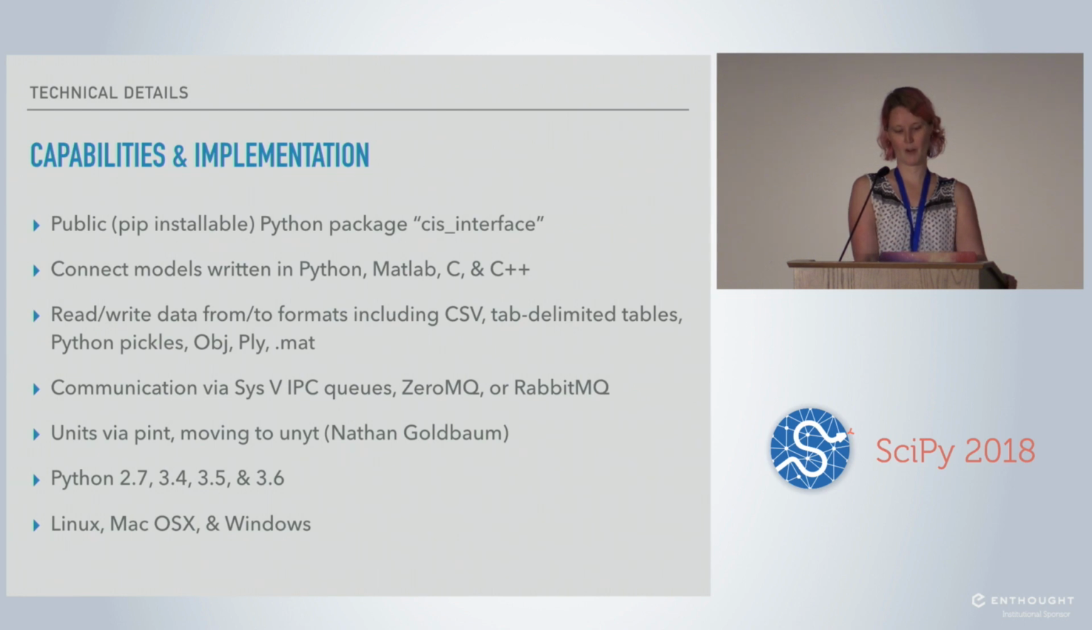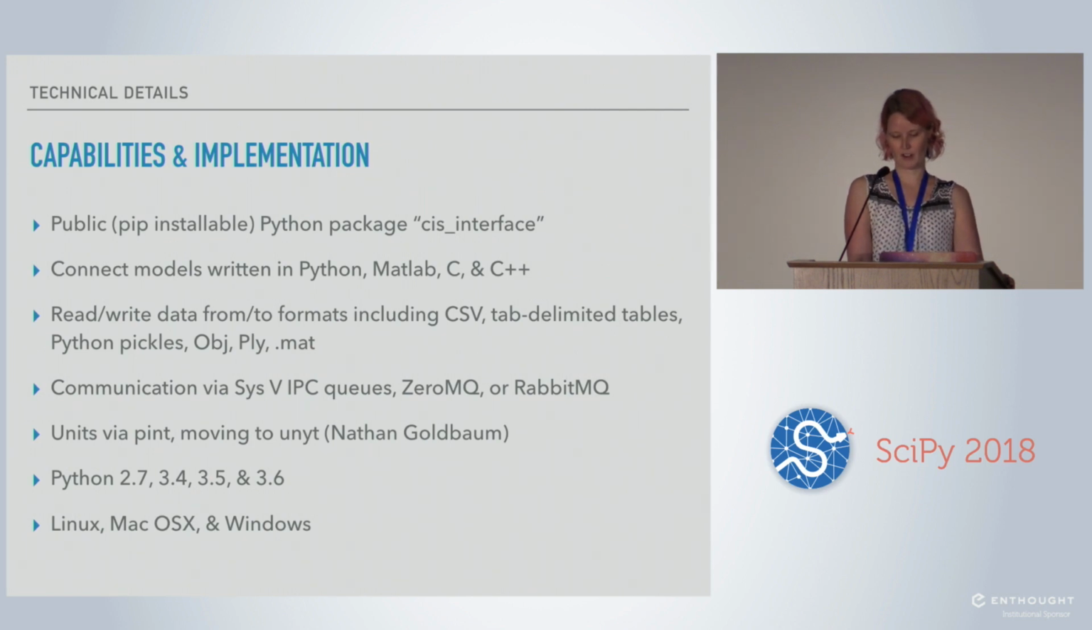There's also support right now for units using Pint, and I'm moving over to using Unyt, which Nathan Goldbaum will be talking about during his lightning talk. We have support for Python 2.7, 3.4, 3.5, and 3.6 on Linux, Mac, and Windows.